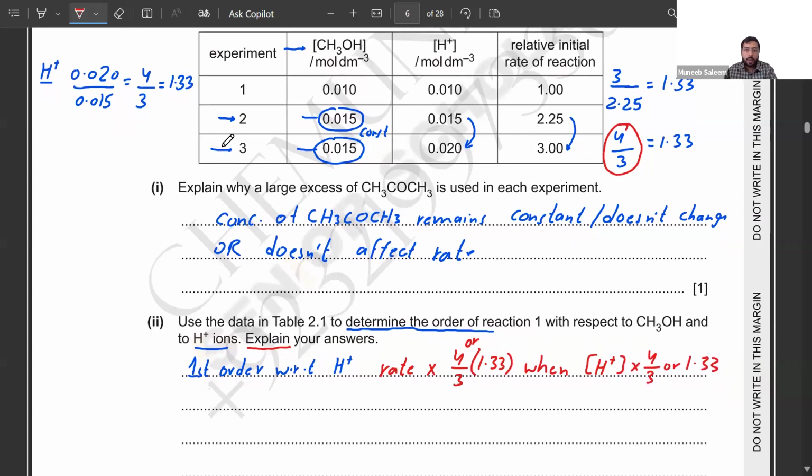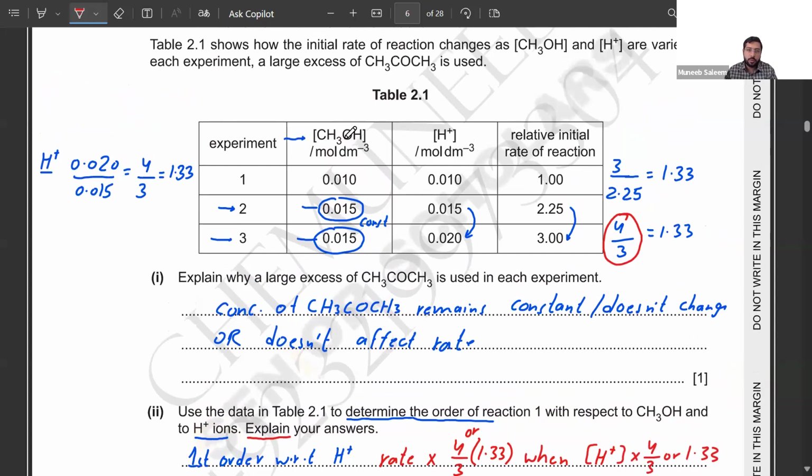Now we have to find the relationship of the methanol with respect to the rate of the reaction. So I'm going to raise all of these parts to make it easier and more visible for the methanol.